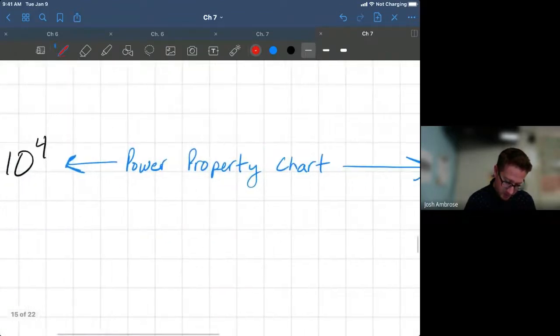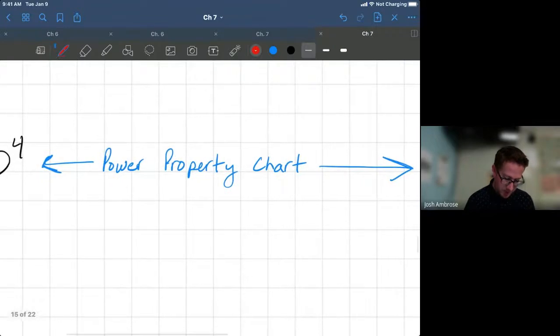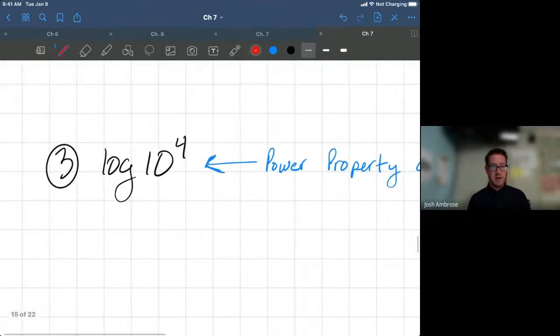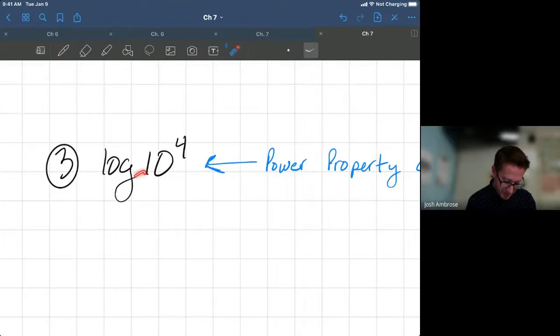Okay, let's move into number 3. The clue here is this is a power property. So we're using the power property chart. And there is a nice, helpful thing: when you have any problem that doesn't put a number right here, that means there's actually a base 10. They never write it. This is like saying x, but really you know that it's 1x. They're never going to write that 1. So if they leave this blank, that's because really there's a 10 right there.